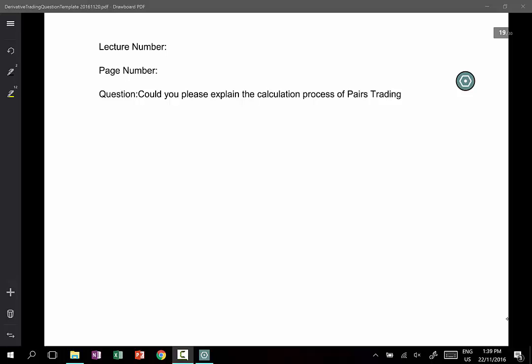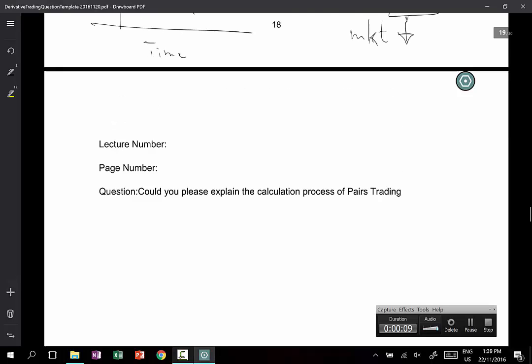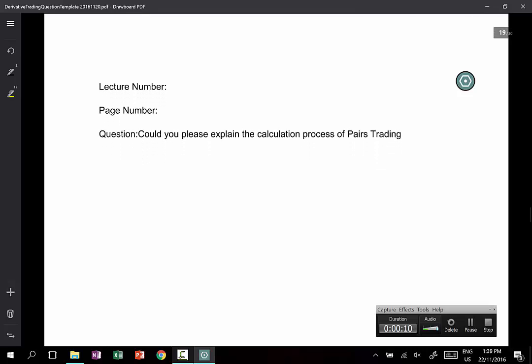Okay, now I'm gonna have a go at question number 19. Can you please explain the calculation process of pairs trading? Wow, it's very hard. A question like that can be answered.